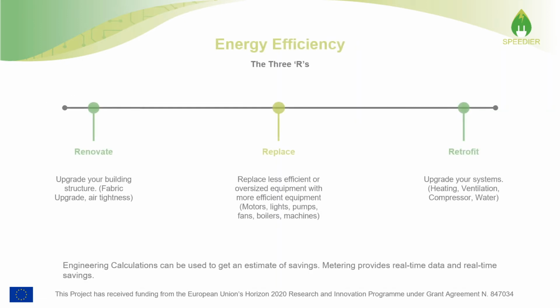Moving on, then we have energy efficiency. So another way of thinking of it is the 3 R's: renovate, replace, retrofit. So renovate is upgrade your building structure or fabric, which means a fabric upgrade like insulation or air tightness or new windows for air tightness. Replace is replace less efficient or oversized equipment with more efficient equipment like motors, lights, pumps, fans, boilers.